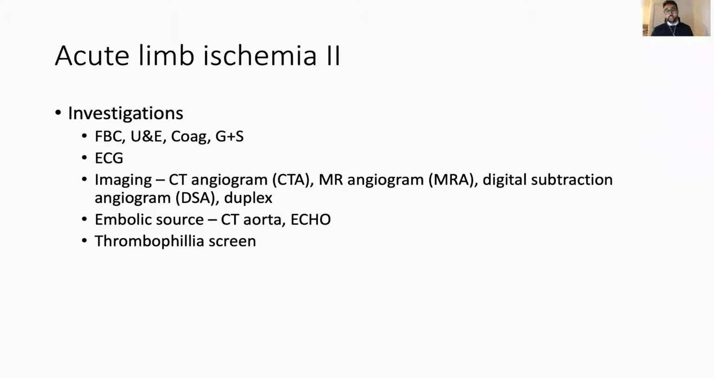So I like to think of my investigations in a system. I always do this when I present my investigations. So I usually like to do baseline bloods, bedside investigations, imaging, and then some special tests. With regards to this acute limb ischemia, a full blood count is useful. Urea and electrolytes to look for acute kidney injury, potentially from rhabdomyolysis, a coagulation screen as a baseline, and of course a group and save to prepare for theatre.